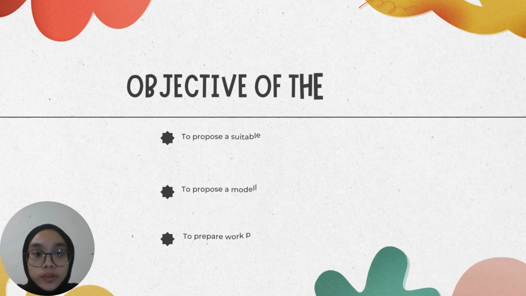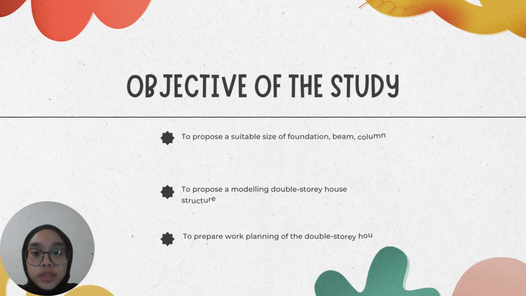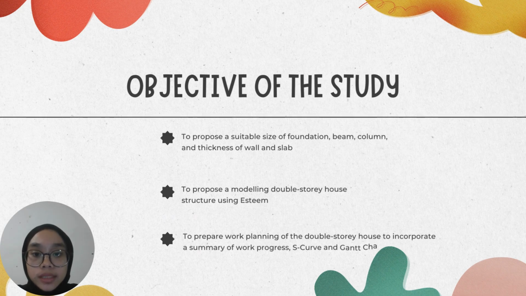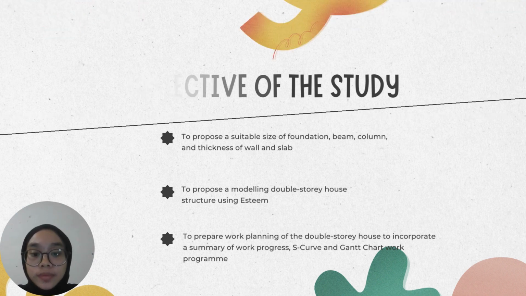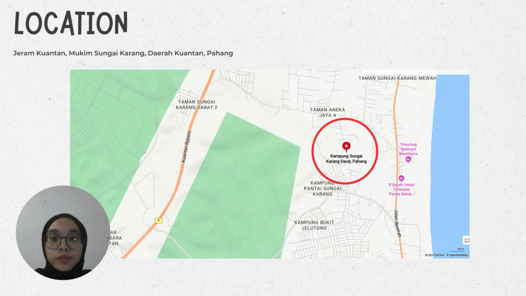For our objective of the study, first, to propose a suitable size of foundation, beam, column and thickness of wall and slab. Number 2, to propose a modeling double-story house structure using estimate. And number 3, to prepare work planning of the double-story house to incorporate a summary of work progress, S-curve and Gantt chart work program. This is our location at Jeram, Kuantan, Mukim Sungai Karang, Daerah Kuantan, Pahang.